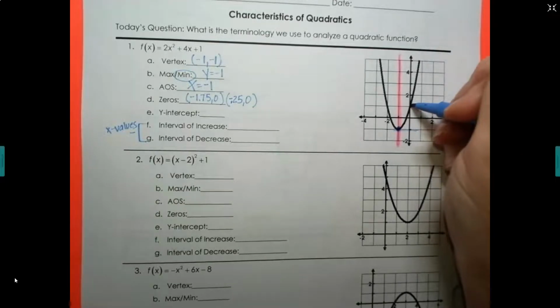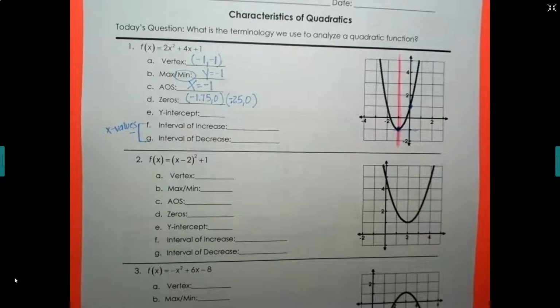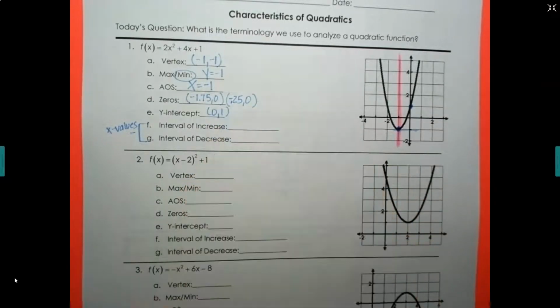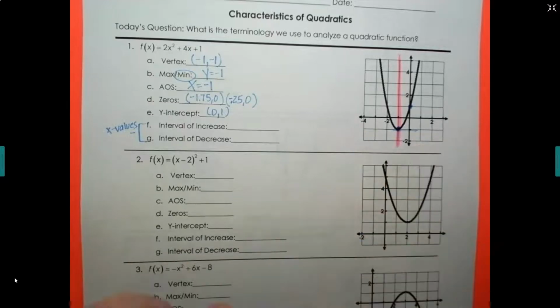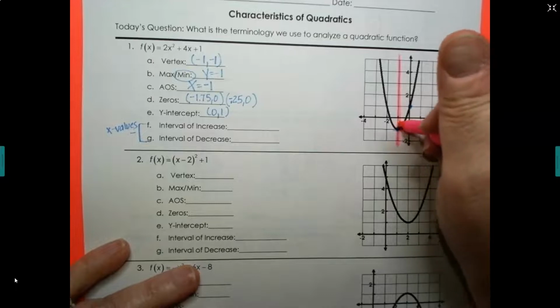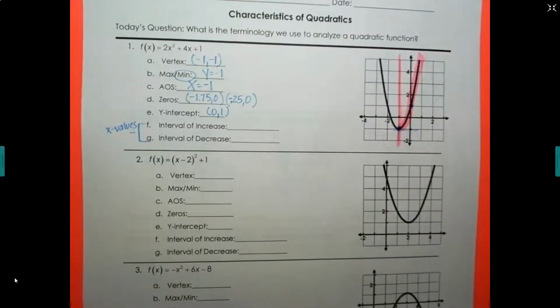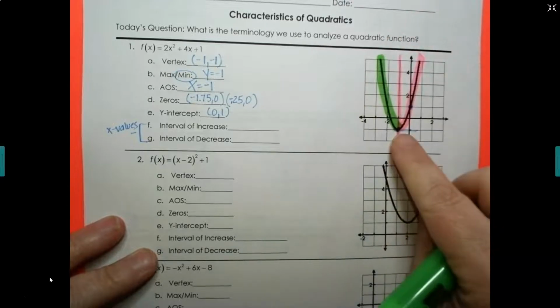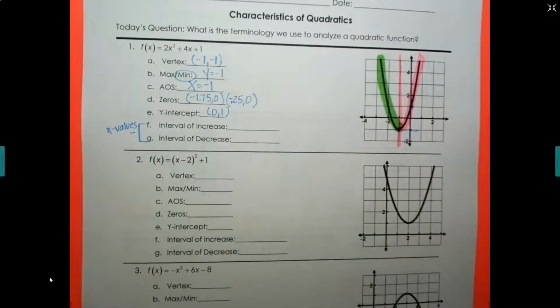Our y-intercept is where the graph crosses or touches the y-axis. It's right there, and the name of that point is 0, 1. Now for our intervals of increase and decrease. Remember, we always read our graph from left to right. Starting at the vertex, that is where the graph started to increase. Prior to the vertex, the graph on this side is going down as we go left to right. And right there at your vertex is where it changes over.